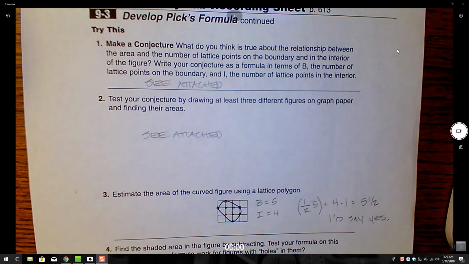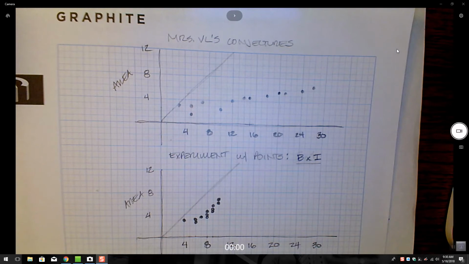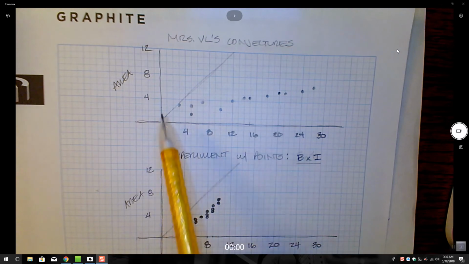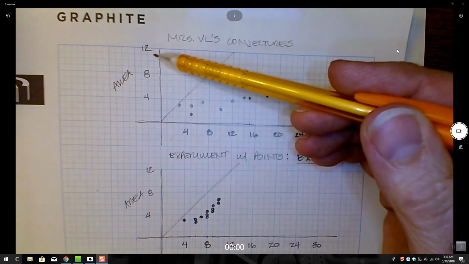So I grappled with this one and struggled with it. Hopefully I wasn't the only one. And in the end I decided to do sort of a statistical analysis of some experiments. I first experimented with the idea of maybe the area equals or approximately equals the boundary points times the interior points. And so I plotted my solutions to B times I on this graph. So here are my solutions, and then here is the area.